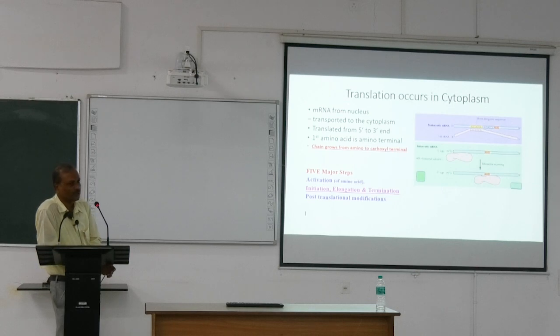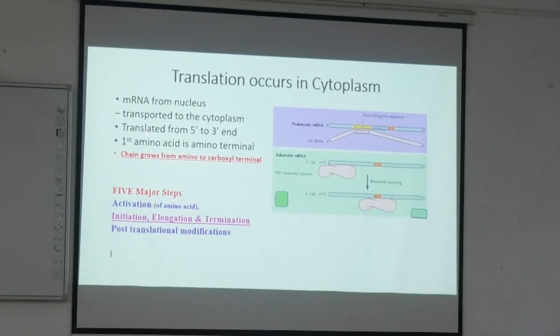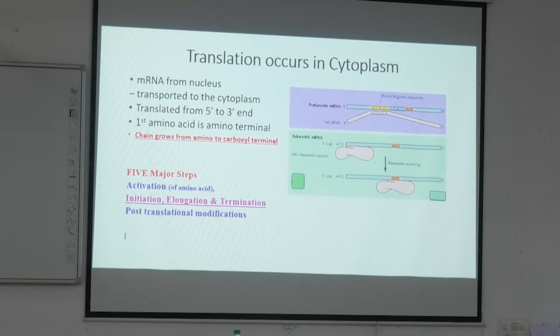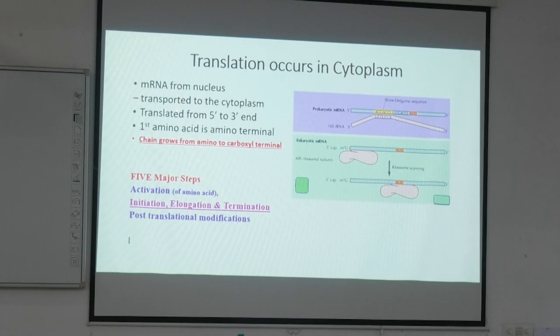mRNA is produced in the nucleus and transported to the cytoplasm. I told you earlier that translation takes place from the 5' to the 3' end, not from the other end. The first amino acid is the amino terminal amino acid, on the left side, and the chain goes from the amino to the carboxyl terminal, not the reverse. There are 5 major steps, of which 3 are important: initiation, elongation and termination.